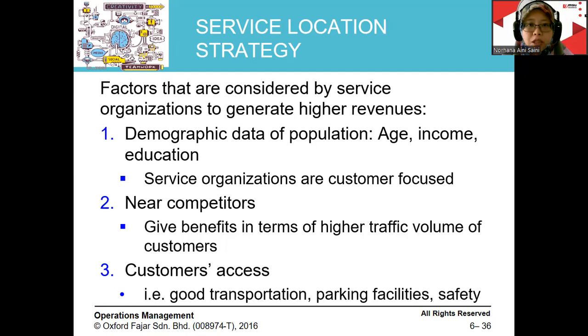Second, near the competitors. The same thing as for goods. Why near competitors? Because it gives the benefit of higher traffic volume of customers. For example, look at laundry services, the laundry shops. If you go to one area, definitely there are a lot of laundry shops. Why? Because as customers, they will have a lot of variety. If, say, during Hari Raya everyone goes back to their hometown, and in the village there is only one washing machine for example.